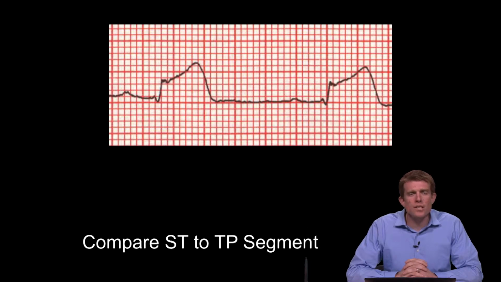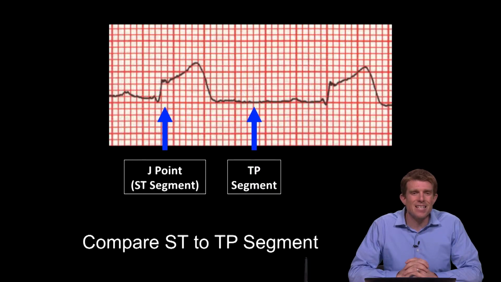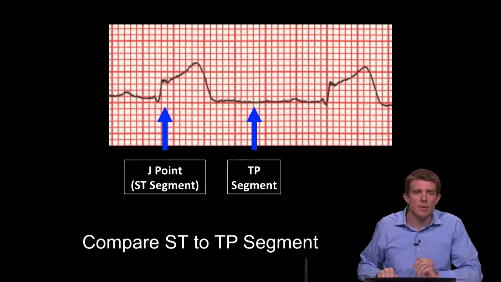And then we want to use that J point to compare our ST segment to our TP segment. So we identify the J point, and then we identify that nice flat baseline, or the TP segment. And in this case, you can see that the J point is higher, significantly higher, than the TP segment.